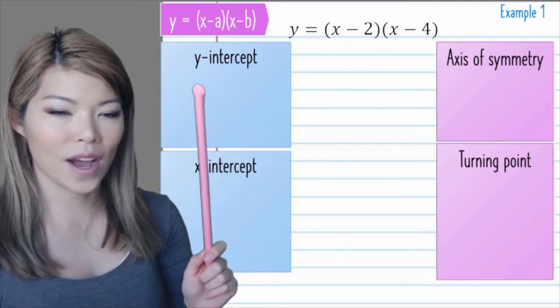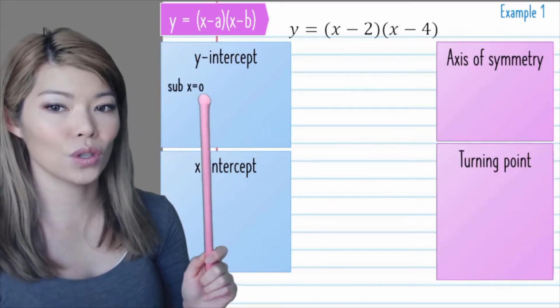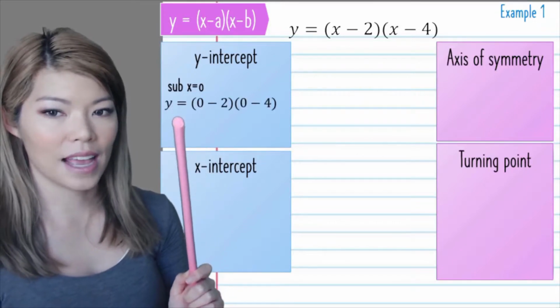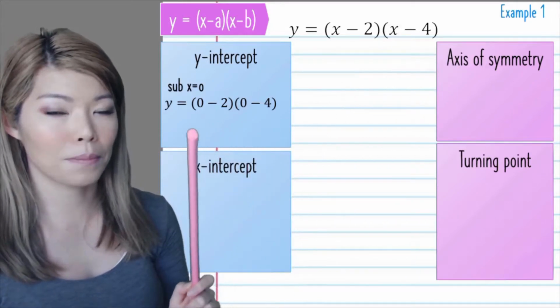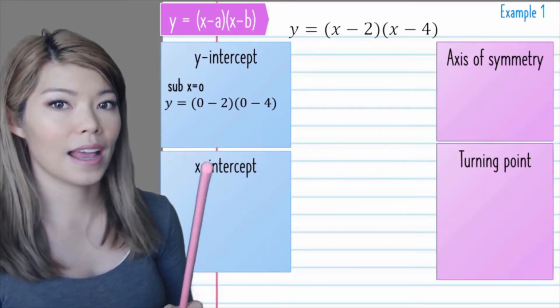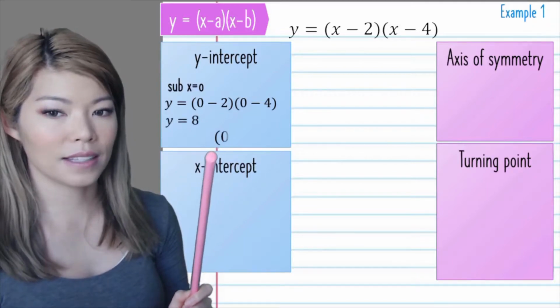Let's have a look at the y-intercept. That happens when x is equal to 0. So let's sub that in and we get (0 minus 2)(0 minus 4), which gives us minus 2 times minus 4, which is 8. So the y-intercept is 8.